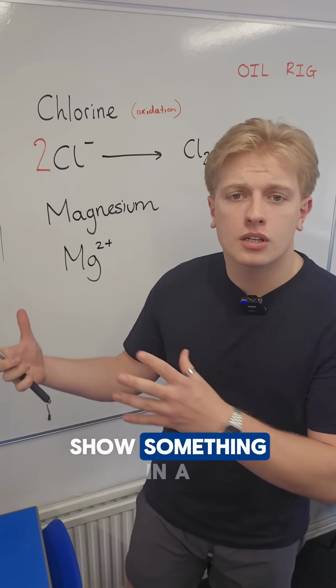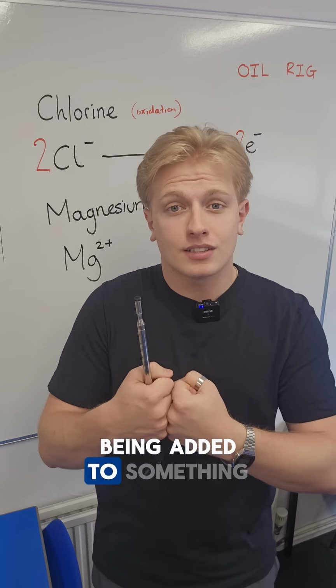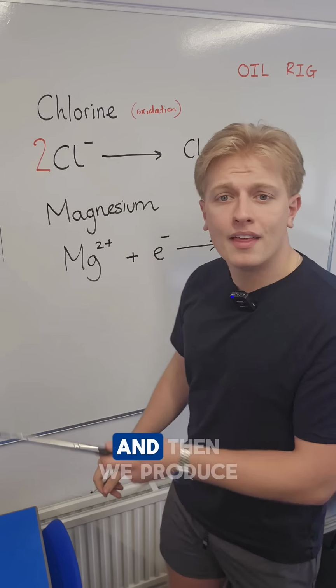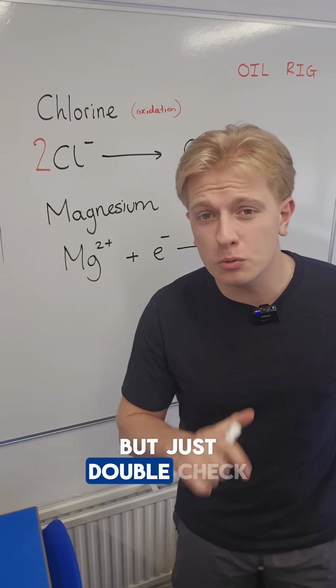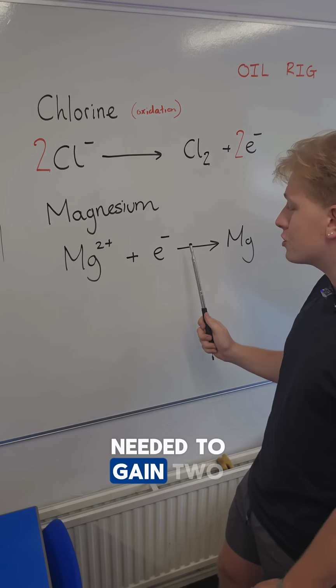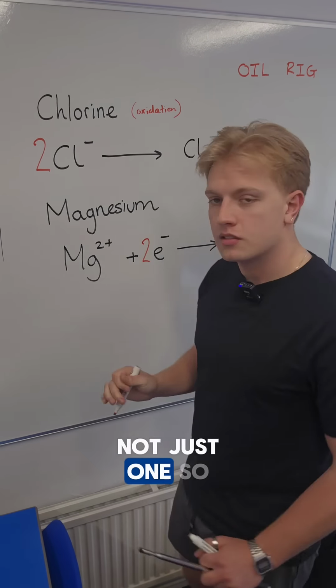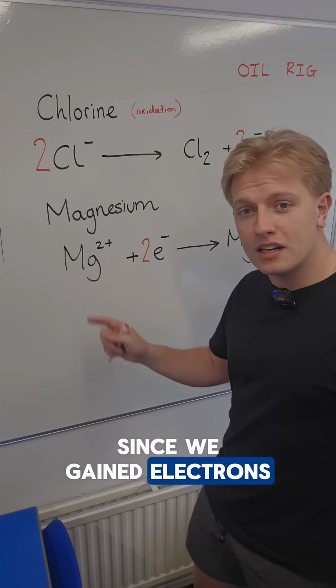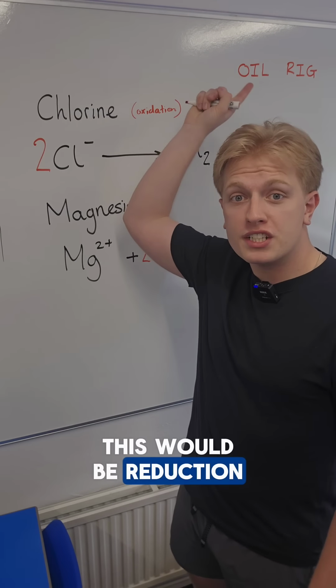And how do you show something in a chemical reaction being added to something? Well, of course, you put it on the reactant side of your arrow. And then we've produced magnesium. But just double check, is this balanced? We had an Mg2+ here, so it needed to gain 2 electrons, not just 1. So chuck a big 2 there, and this is all sorted. Also, since we gained electrons here, this would be reduction.